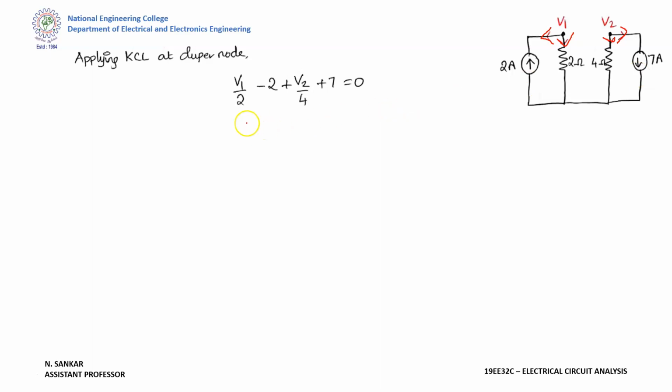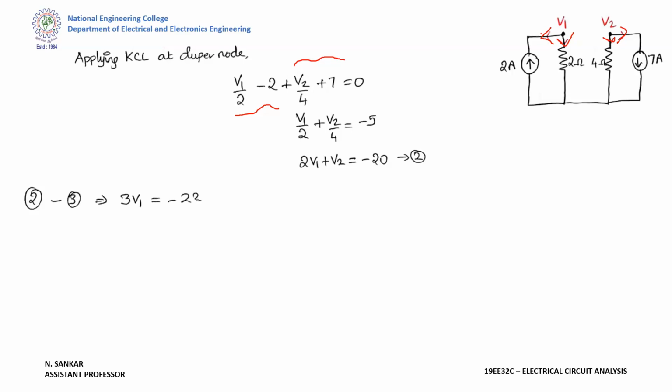So instead of writing 2 equations, we have written the equation as a single one because of the super node concept. If you have any sum which has a super node, first of all you have to write an equation for the super node, then remove it and apply the KCL considering that as a single node. Just take the LCM, which will be equal to 2V1 plus V2 is equal to -20. That is equation number 2. We already have equation 1 as V2 minus V1 is equal to 2. Just solve the simultaneous equations, which will give 3V1 equal to -22.